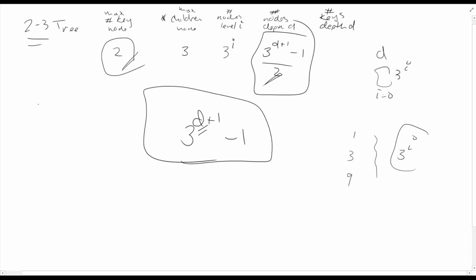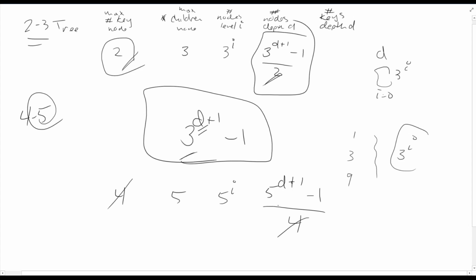In my B tree, sorry, a 2-3 tree, a B tree of order 2, as I'm calling it. So what about a 4-5 tree? A 4-5 tree is the same math, except we've got 4 and 5, so we're going to get 5 to the D plus 1 minus 1 all over 4, and the 4 and the 4 are going to cancel out, so we're going to get this value here for the maximum number of nodes I can store in a B tree of order 4 with depth D.